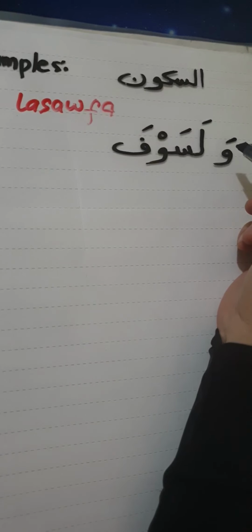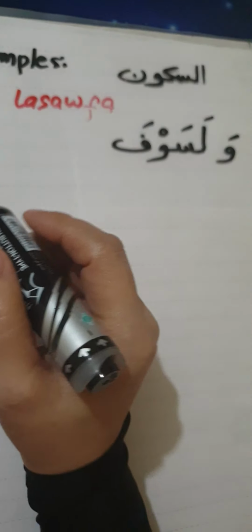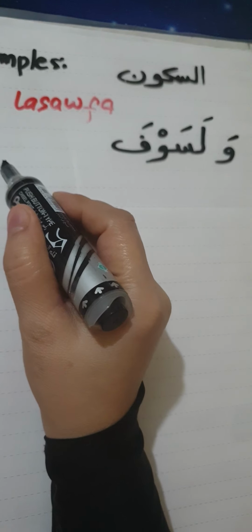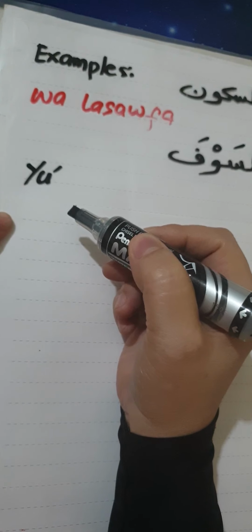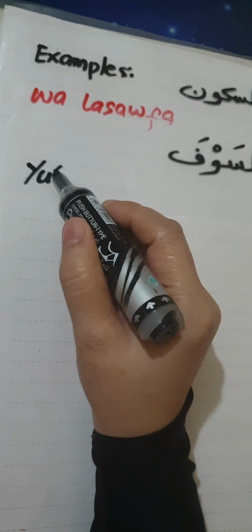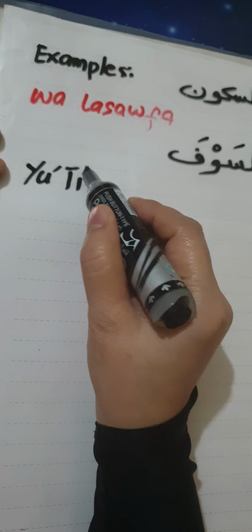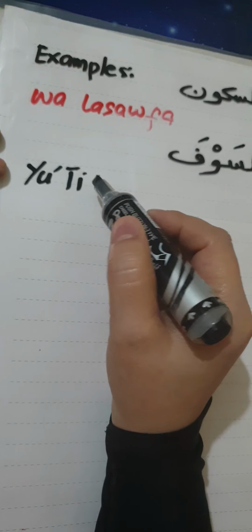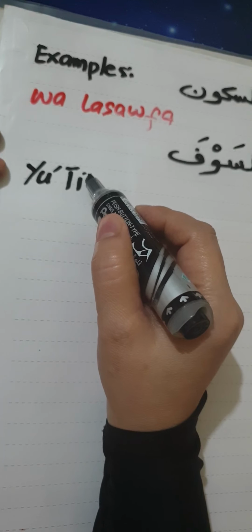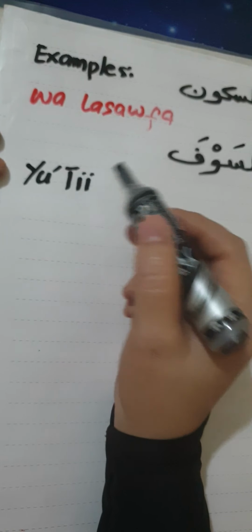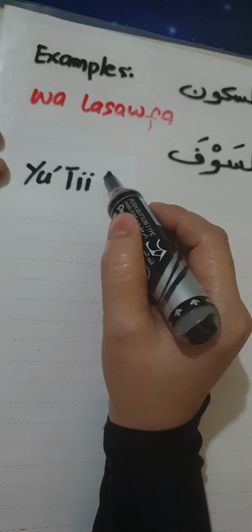Another example is yu'tika, like this. So this apostrophe here represents the ain. The ta with the kasra, and then it has a long vowel, so two kasra here, I mean two I for the long vowel, yu'tika.